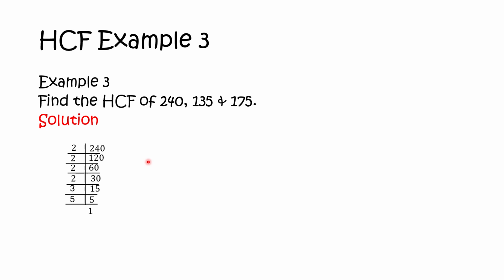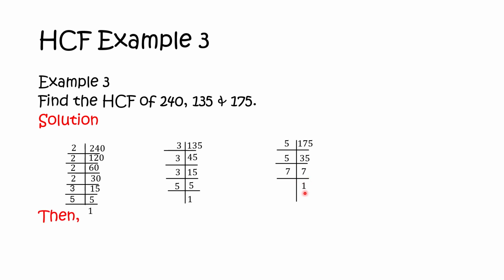We'll move on to the next one, 135. Divide by 3, we get 45. Divide by 3, 15. Divide by 3, 5. Divide by 5, 1. Then the last number, 175. We divide that by 5, we get 35. Divide by 5, we get 7. Divide by 7, we get 1.